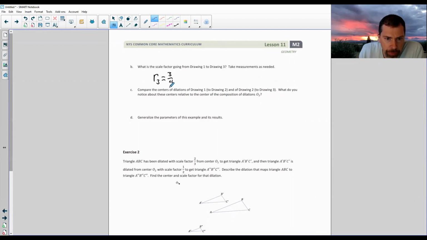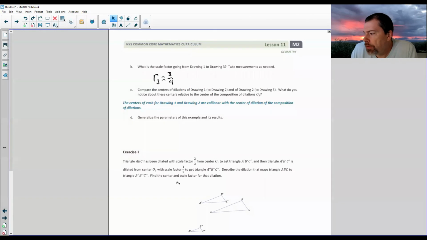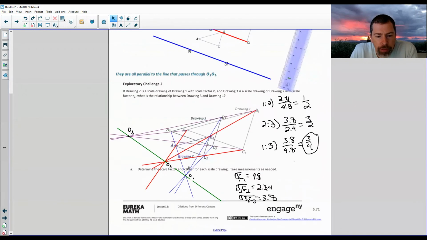And part C says compare the centers of dilations of drawing 1 to drawing 2 and of drawing 2 to drawing 3. What do you notice about these centers relative to the center of the composition of dilation O3? Okay, so I've already mentioned this. The centers of each for drawing 1 and drawing 2 are collinear with the center of dilation of the composition of dilations, which is dilation 3. So what we're basically saying is O1, O2, and O3 are collinear.